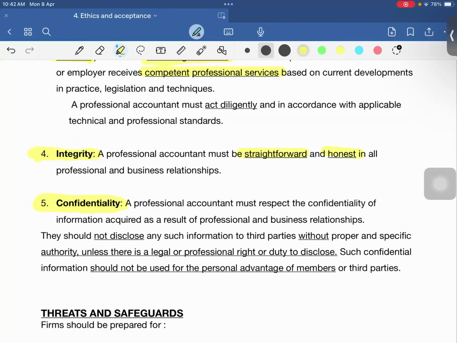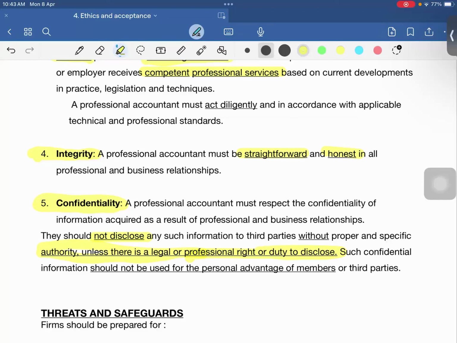Fifth and the last one is confidentiality. As an ACCA person, when you enter into a profession, you're going to deal with many clients, especially the auditor. The information that you collect about your clients should be kept confidential. You are not allowed to pass on your client's information to any third party, unless you have the authority or a legal need to do so.